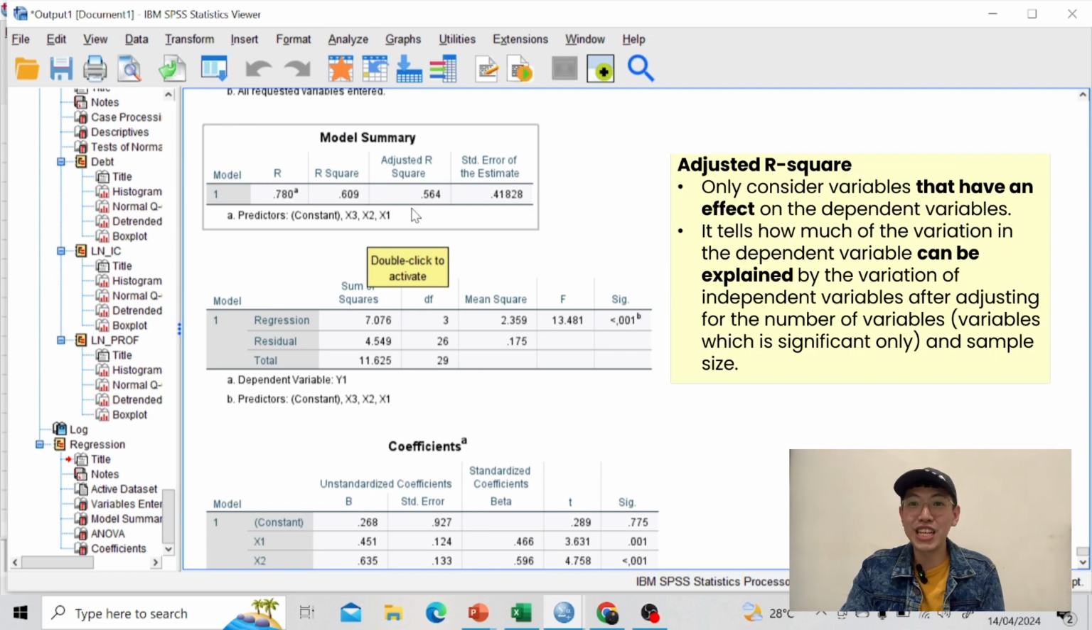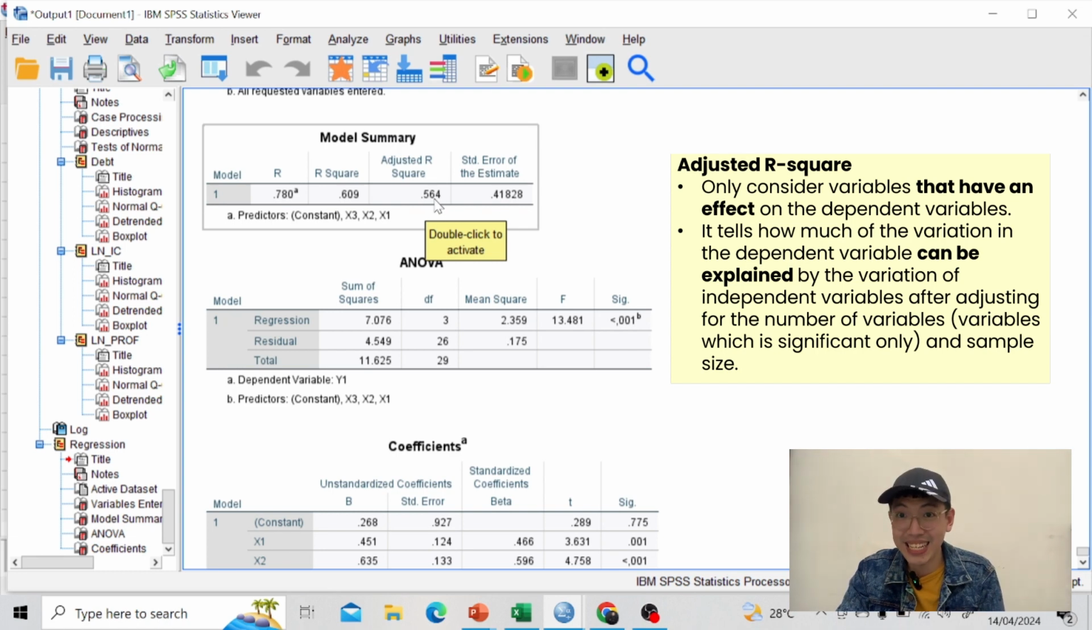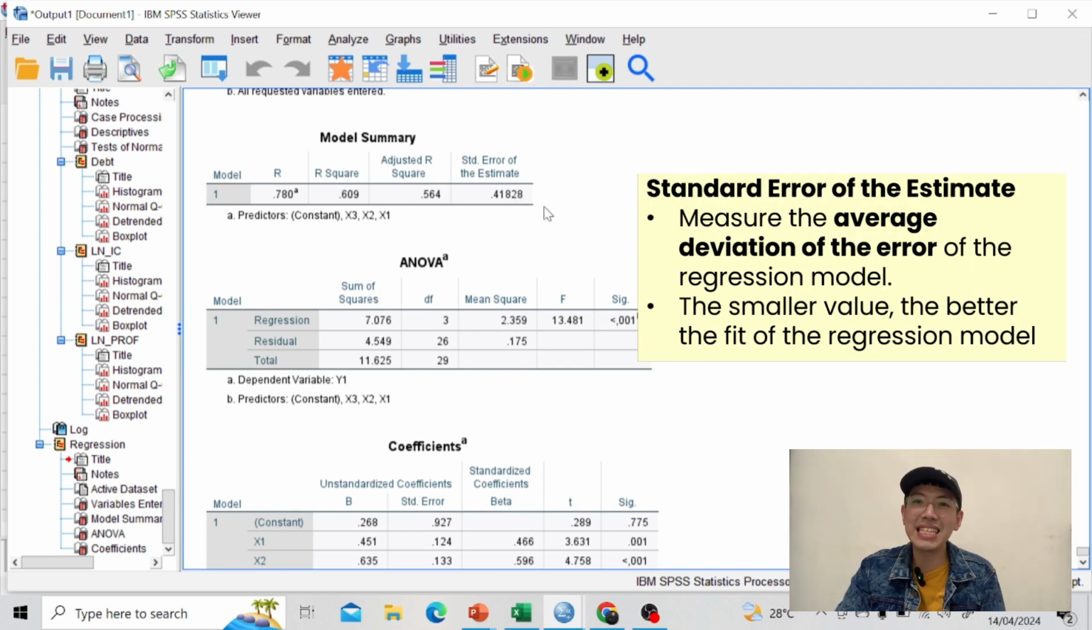The next one is adjusted r squared. As I mentioned previously, if you add to the number of independent variables, the r squared will also increase. However, adjusted r squared only considers the variables that affect the dependent variable. A higher number of independent variables does not guarantee that the adjusted r squared will be higher as well, since it only considers the variables that affect the dependent variable. Standard error of the estimate states the average deviation of the error of the regression model. So the lower it is, the better the model.